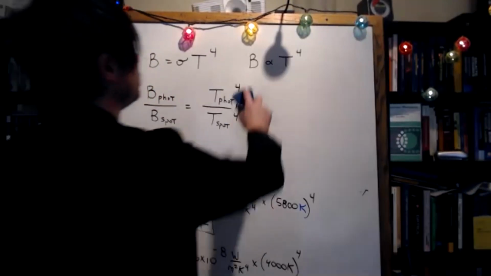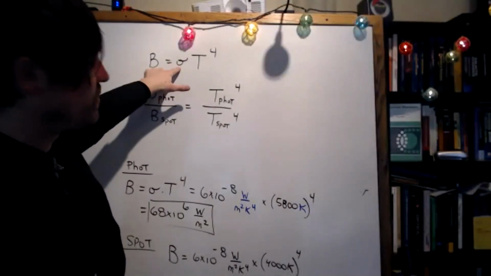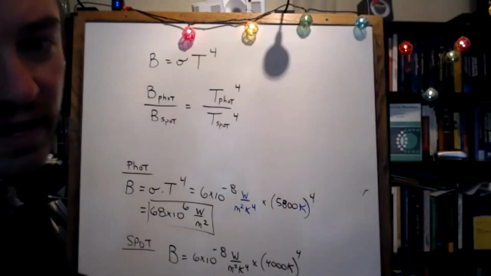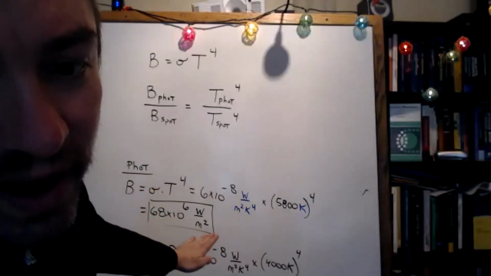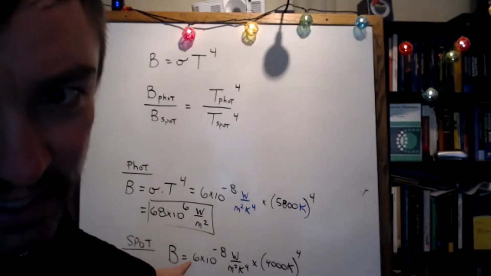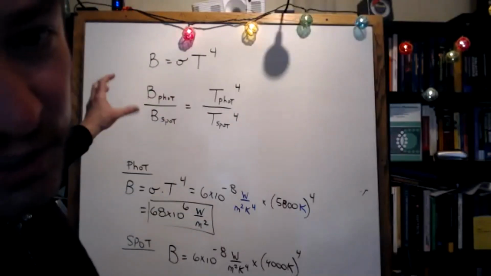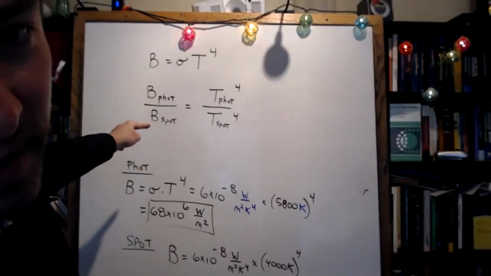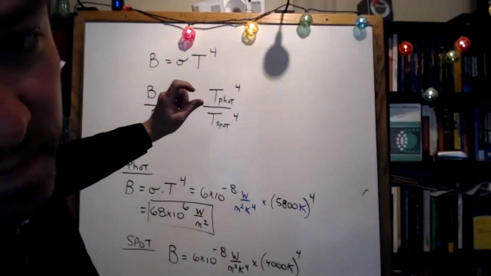One more time. You guys agree that this is the formula: brightness is equal to sigma temperature to the fourth. At first, I started having you do it in a very mechanical way, where I asked you to calculate the brightness of the photosphere, then calculate the brightness of the spot, and then take the ratio to see how much more light comes from the photosphere than the spot. And then I started thinking maybe I should show you how it's better to do it symbolically first.